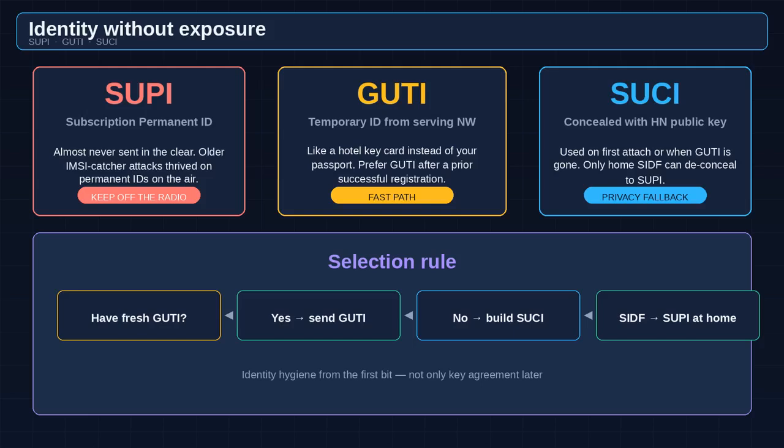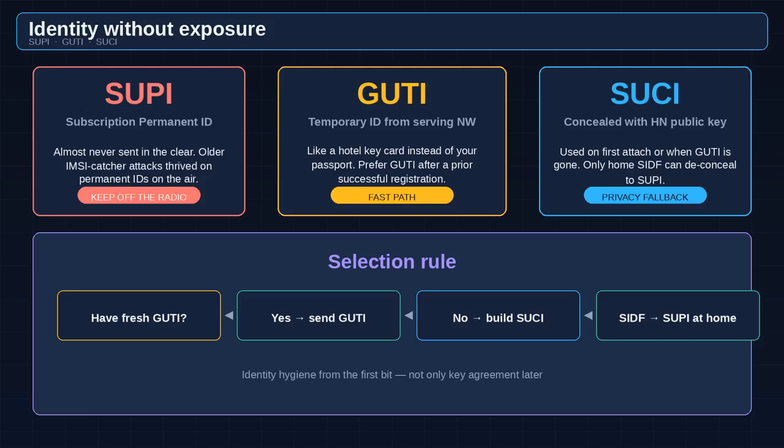SUCI is the subscription concealed identifier. When you have no fresh GUTI, on first attach, or when the temporary ID has expired, the phone encrypts the SUPI with the home network's public key. Only the home network's SIDF can peel that encryption back. So the rule is simple. Prefer GUTI when you have one, fall back to encrypted SUCI.